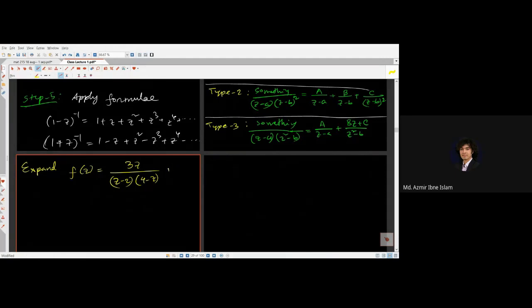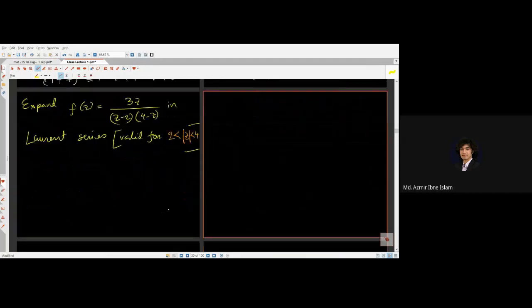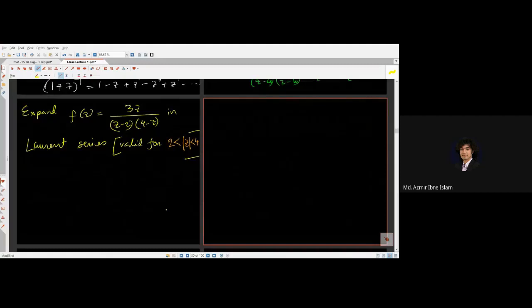Expand f of z in Laurent series, valid for the region 2 < |z| < 4. Okay, so step 1, try to recall all the steps.